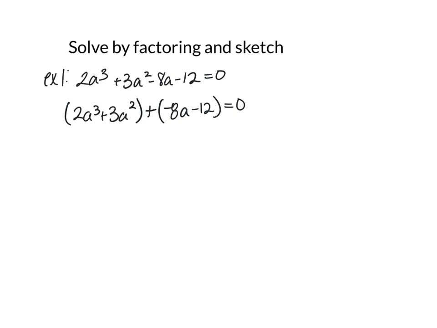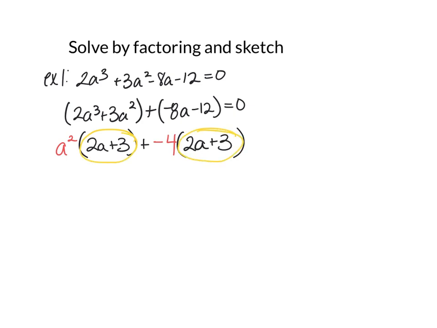And so then I'll factor that negative out. So for 2a cubed plus 3a squared, the common factor that I can take out of that is the a squared. So I get a squared times 2a plus 3. And then for negative 8a and negative 12, my common factor is negative 4, so I'm going to factor that out. And I get 2a plus 3. So now the 2a plus 3 is my common factor that I'm going to take out, 2a plus 3. And then what's left is the a squared minus 4.